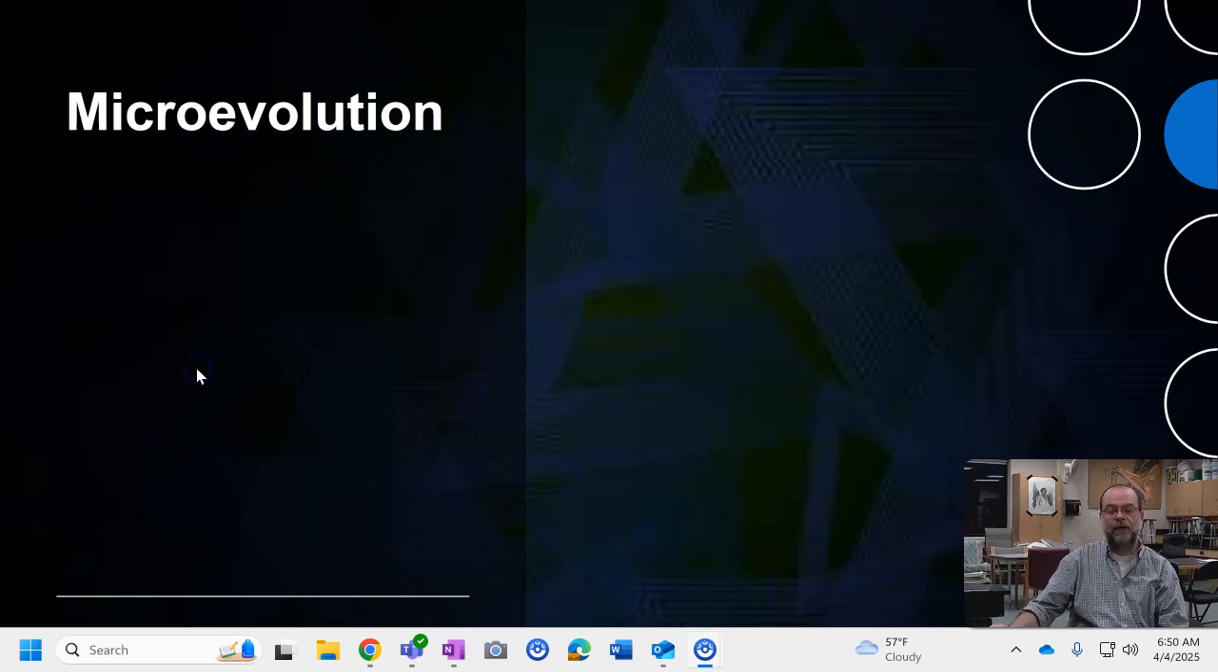Okay, now we're going to take a look at microevolution. This is generally evolution that occurs over a relatively small period of time. Geologically, the Earth is about 5 billion years old. Life started about 3.5 billion years ago.